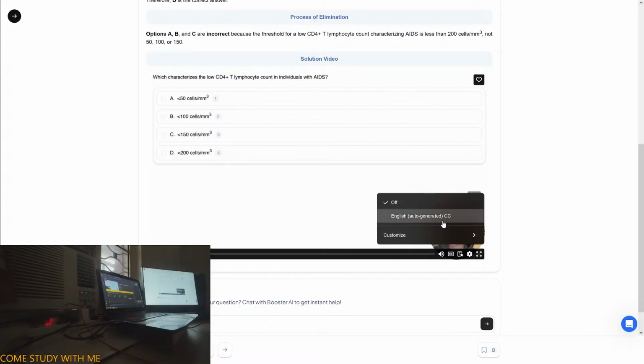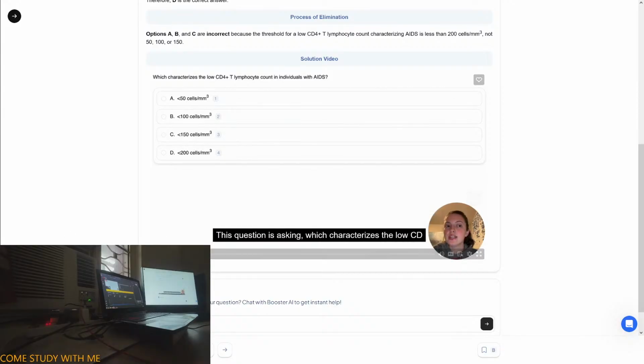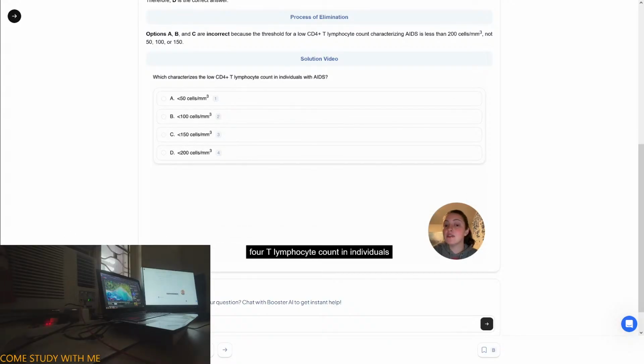This question is asking which characterizes the low CD4 T lymphocyte count in individuals with AIDS: less than 50, less than 100, less than 150, or less than 200 cells per cubic millimeter. Now, although I would argue that memorizing a lot of numbers is not really important for your boards, this number is one that you should absolutely have memorized because it is so important to know.